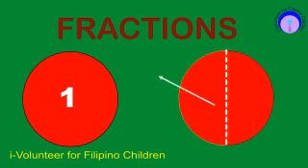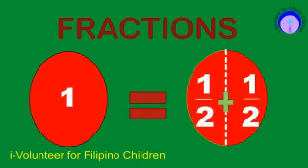Kung ilang parts meron, ito ang magiging denominator ng fraction. Sa ating example, hinati natin sa dalawa ang isang buo. Kaya meron tayong 1/2 at saka 1/2.